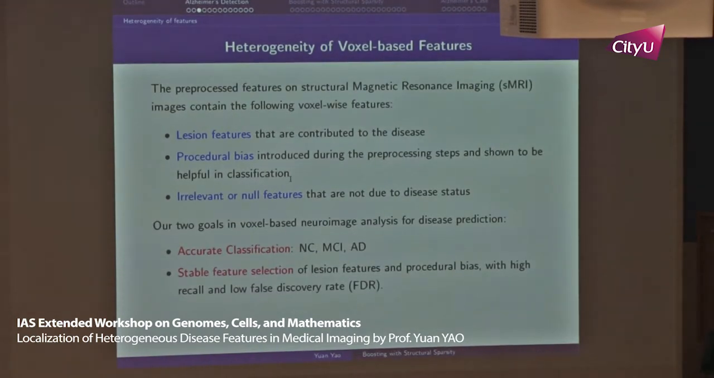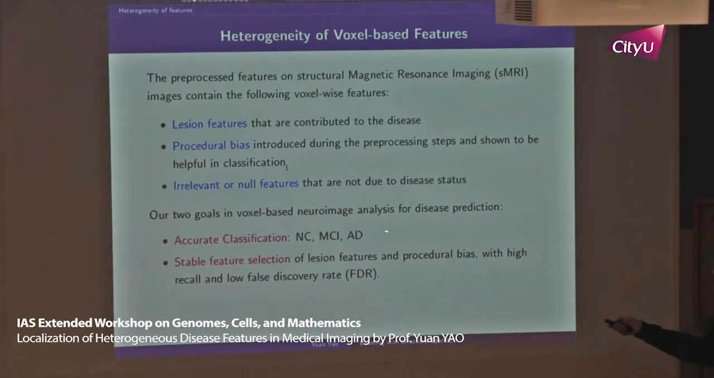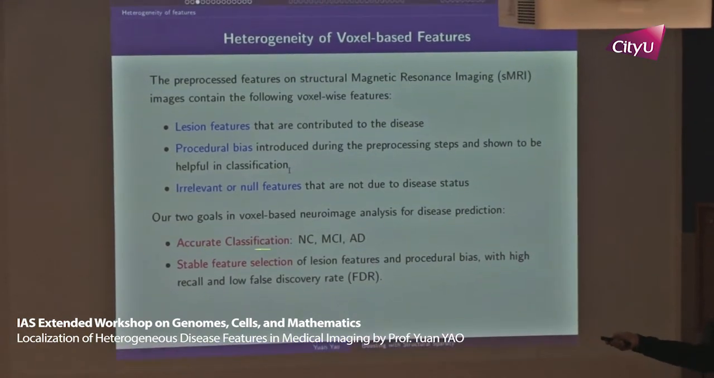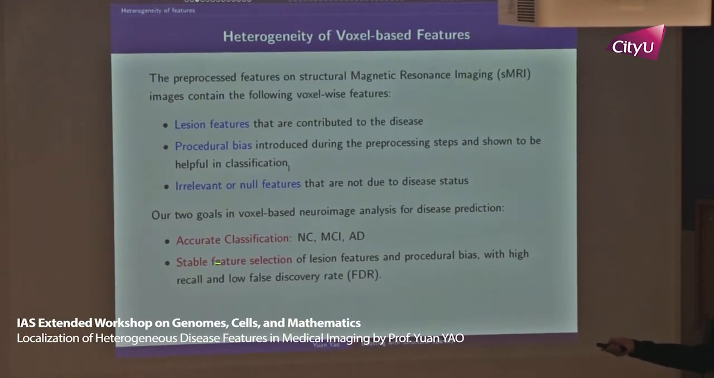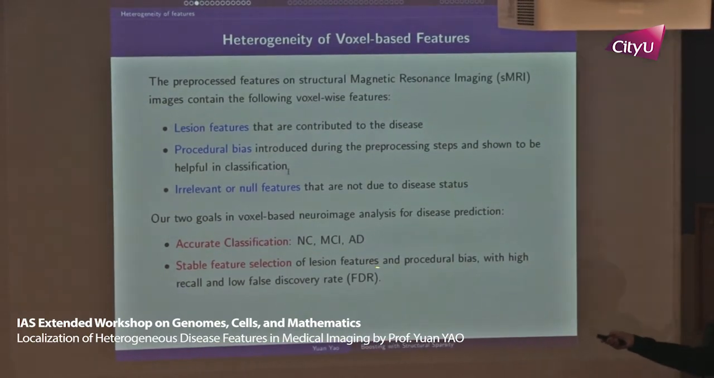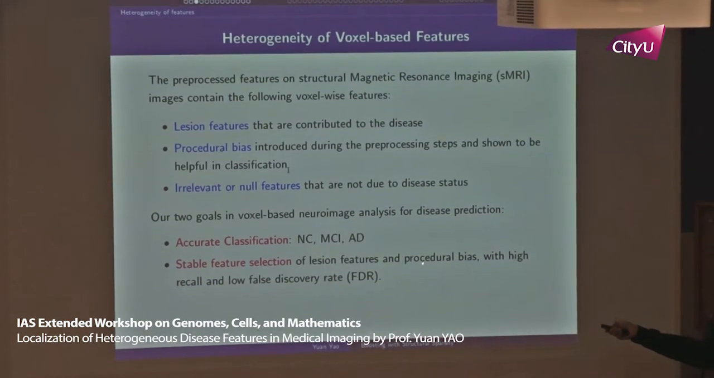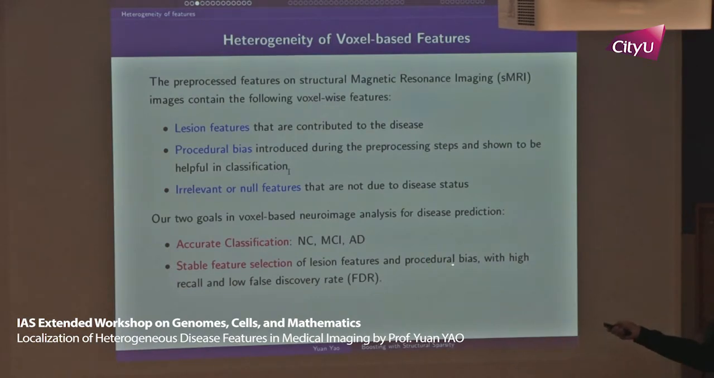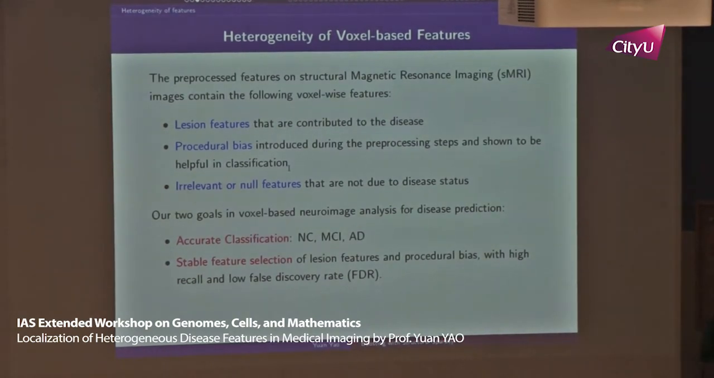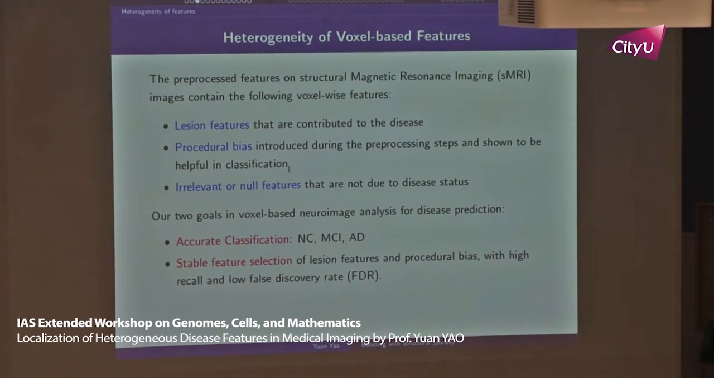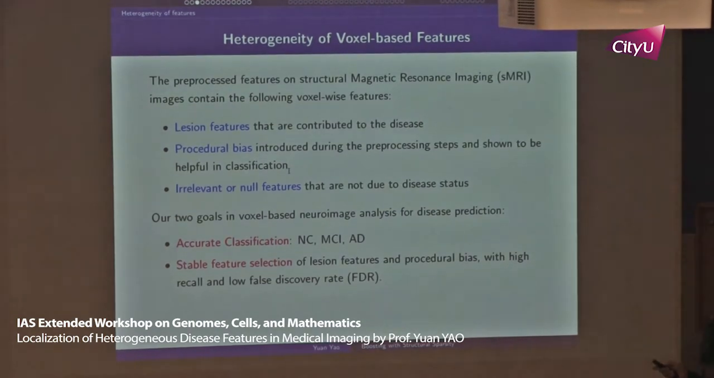What I mean by lesion: our goal in voxel-based neural image analysis using such data is twofold. One is we hope to accurately classify the different stages marked by the doctors. Another important element is that we want stable feature selection, because lesion features usually help doctors with an interpretable model. But we also pay attention to the procedure bias because that helps the classification or detection a lot, although the doctor doesn't think those are reasonable features in terms of medical prior knowledge. So these are the multifold purposes in our disease detection with neural images.